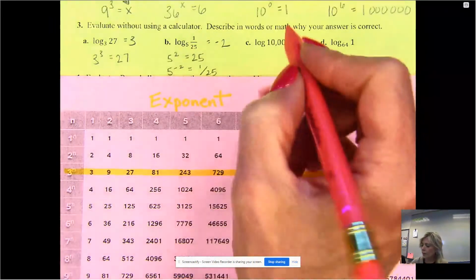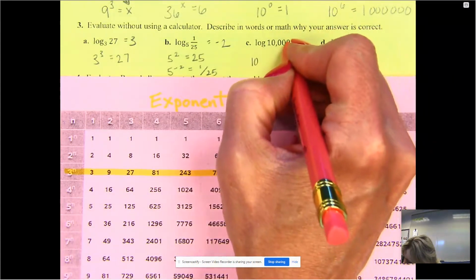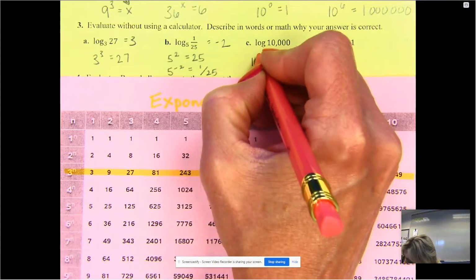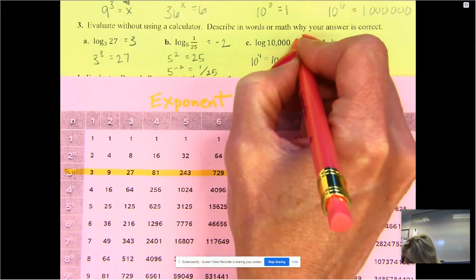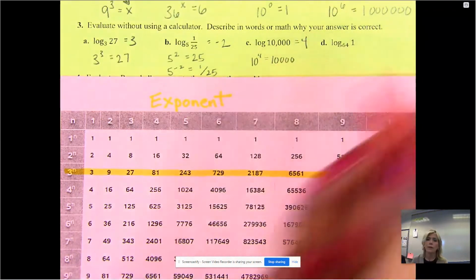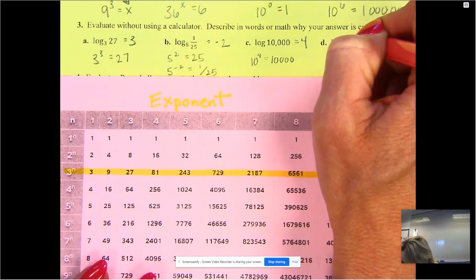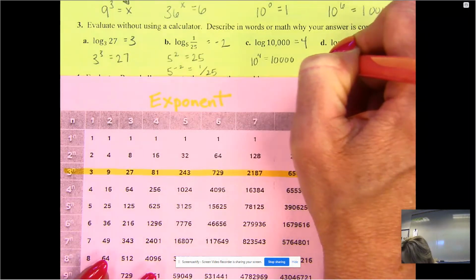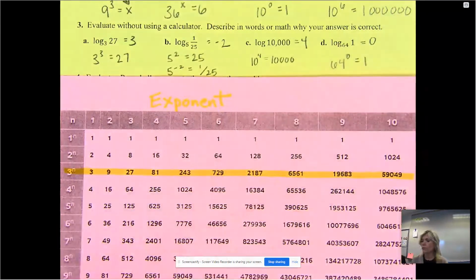Okay, C, I know that 10 to the 1, 2, 3, 4, 10 to the 4th is 10,000. So this is equal to 4. Remember that the answer to a logarithm is the exponent. And then part D, I know this is 0 because anything to the power of 0 is equal to 1. And so D is 0.